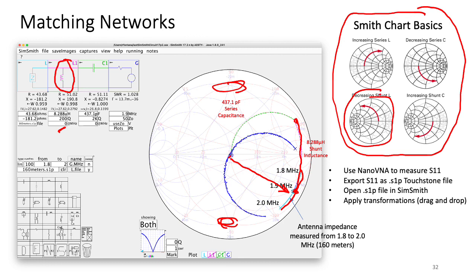Well, moving counterclockwise is a decreasing series capacitance. Here we go. And so I essentially add a series capacitance that brings me back to the origin. That series capacitance turns out to be 437.1 picofarads. So using an 8.288 microhenry inductance shunting the coax, and a 437 picofarad capacitor in series with that shunt inductance, I end up with an SWR of 1.02 to 1.